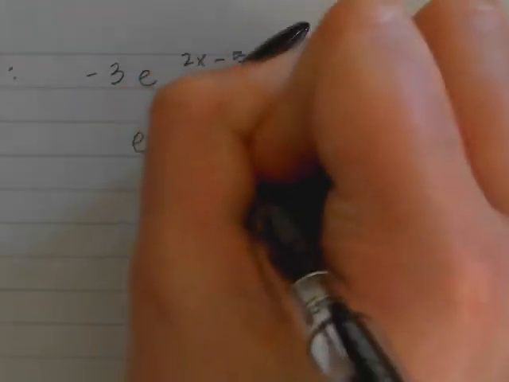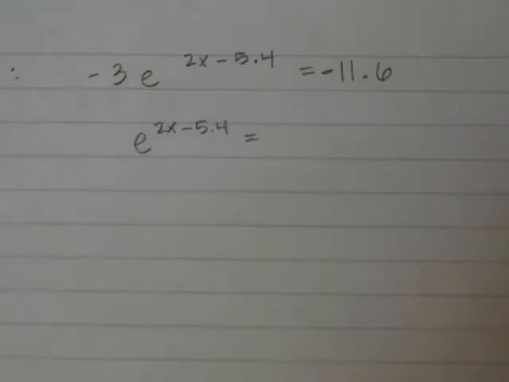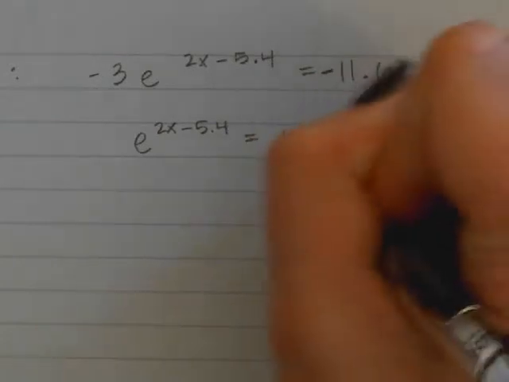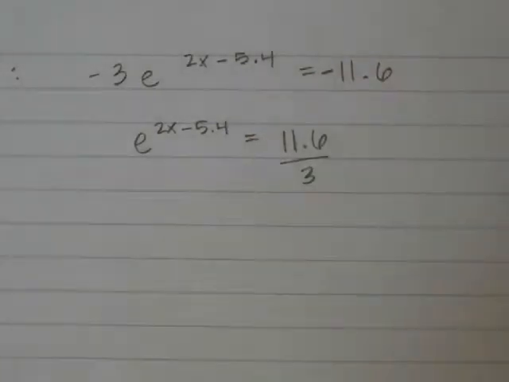So I'm going to go ahead and end up with e to the 2x minus 5.4 equals, and when I do negative 11.6 divided by negative 3, I'm just going to get 11.6 over 3. I'm going to leave it like that. It's so beautiful already, isn't it? What a wonderful problem. All right, how do I get rid of an e?